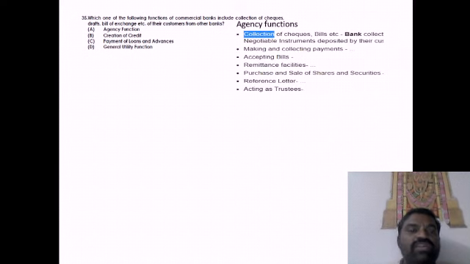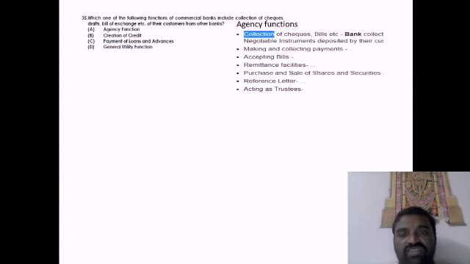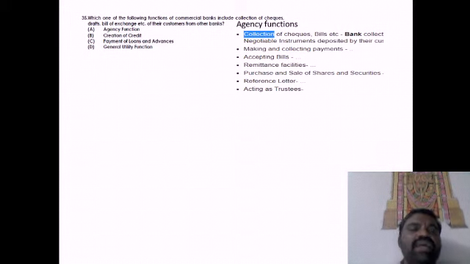And coming to which one of the following functions of commercial banks includes collection of checks, drafts, bills of exchange, etc. Here you have to know what the agency functions are. This collection of checks, bills, etc. comes under the agency function, like making and collecting payments, accepting bills, remittance facilities, purchase and sale of shares and securities, giving reference letters, acting as trustees, etc. All this comes under the agency functions. So it is one of the agency functions.